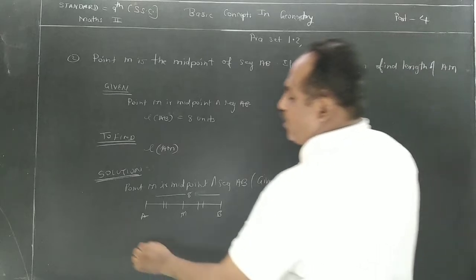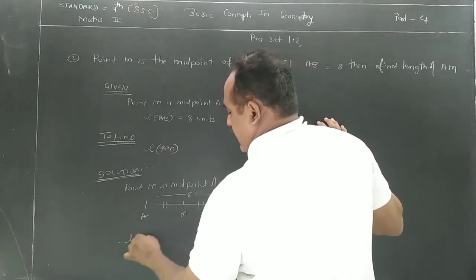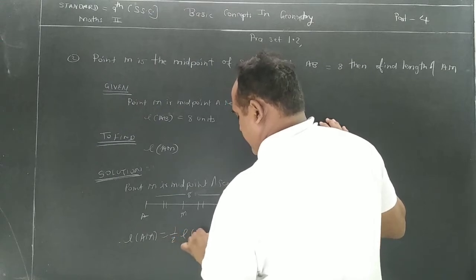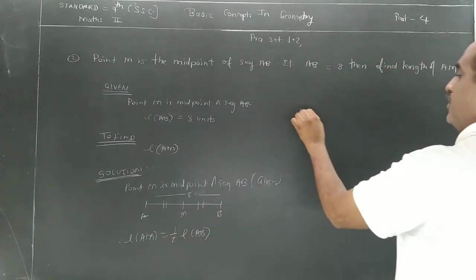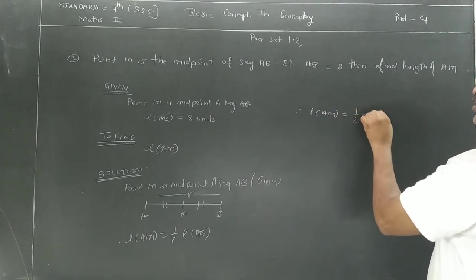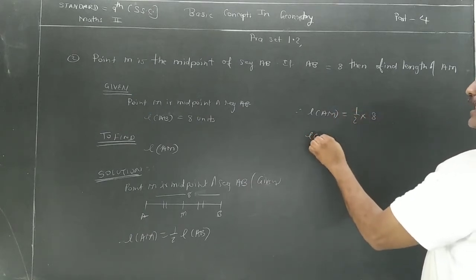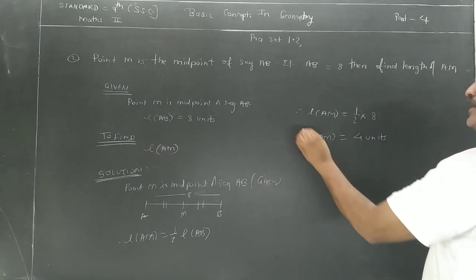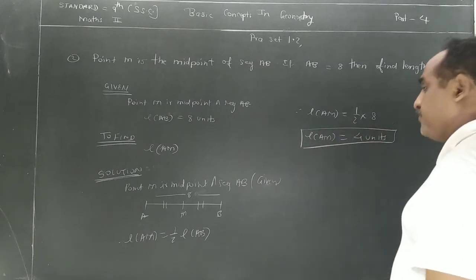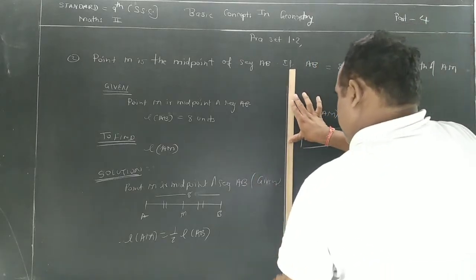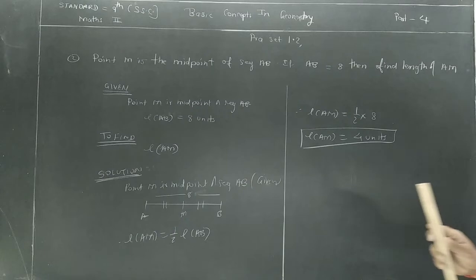So, therefore, what can I write then? Length AM is actually half of length AB. Therefore, length AM is equal to half into AB, which is 8. So length AM is equal to 4 units is the answer for this question. Have you understood this? I think it is a very easy question. Copy it down.